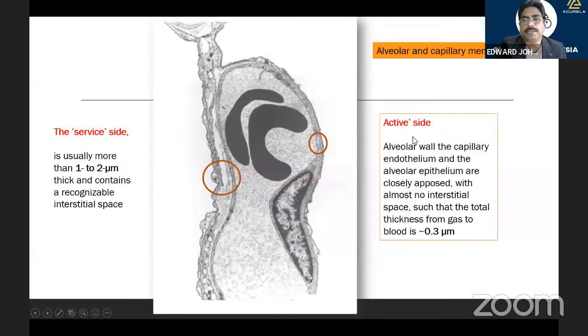So this is the alveolar capillary membrane. This is the electron microscopic appearance. You can see the right side is the active side. Here, there is only alveolar epithelium and capillary endothelium. There is no interstitial space. The thickness is 0.3 micrometer. So it is called the active side. The oxygen diffuses through this active side, and the other side is called the service side. Here, there is alveolar epithelium, interstitial space, and capillary endothelium. Here, the thickness is 1 to 2 micrometer. So any fluid passes through this service side only.